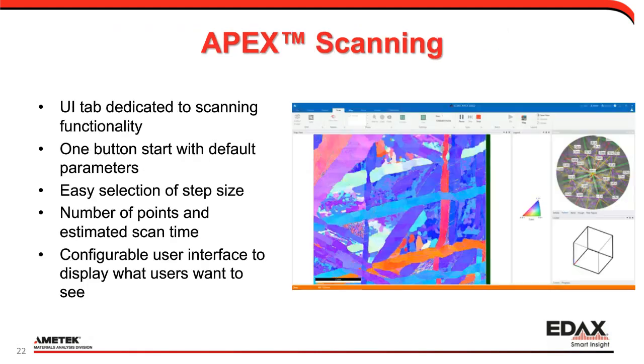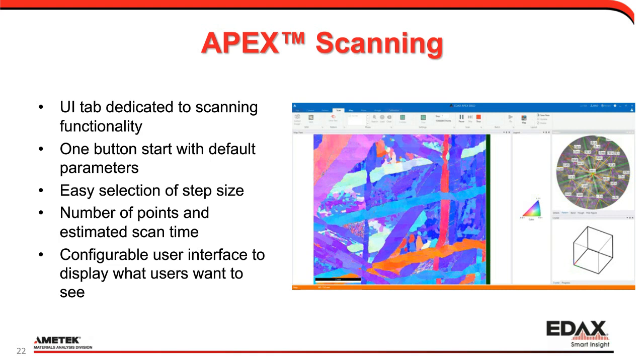Of course, the primary goal, especially from the EBSD perspective, is to be able to collect maps with scanning. So within both applications, there's a dedicated page for mapping collection. There's a one-button start, just using the default parameters. But on the ribbon bar, there are easy ways to select things, easy selection of the step size, and it shows you the number of points and the estimated scan time. And the user interface is configurable. If there's certain information you want, you can adjust it to show that information.